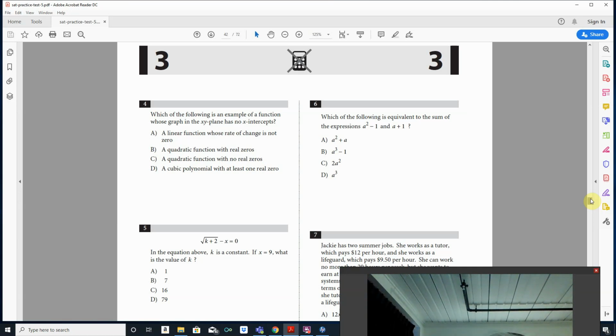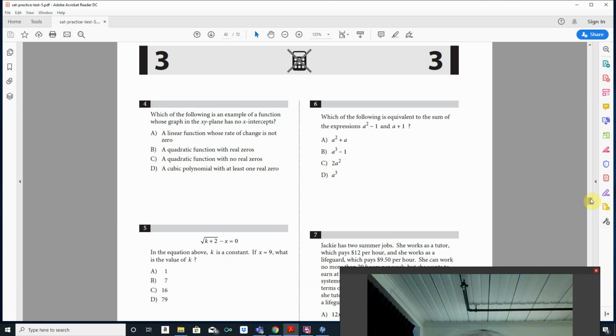5. In the equation above, k is a constant. If x equals 9, what is the value of k? All right, so then square root of k plus 2, minus 9 equals 0. Okay, so that means k plus 2 has to be equal to 81 because 9 minus 9 is 0 and square root of 81 is 9. So k is equal to, oh, it's k plus 2, so k is equal to 79. So, boom, D.